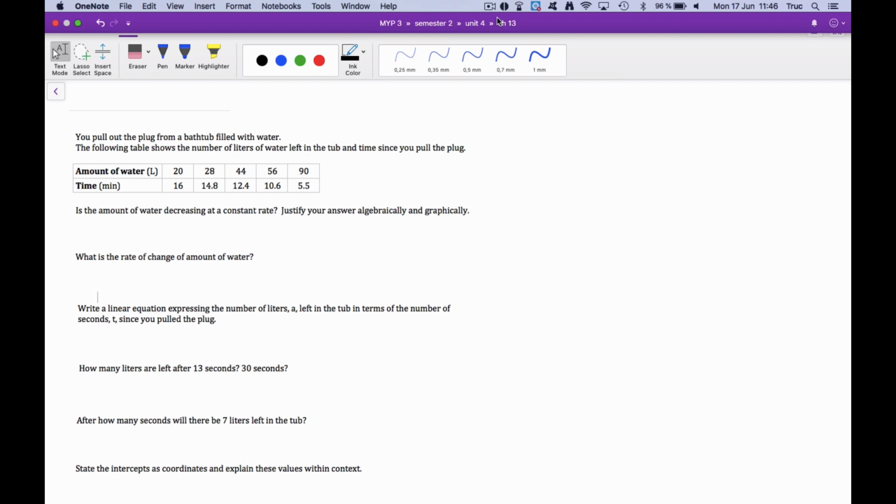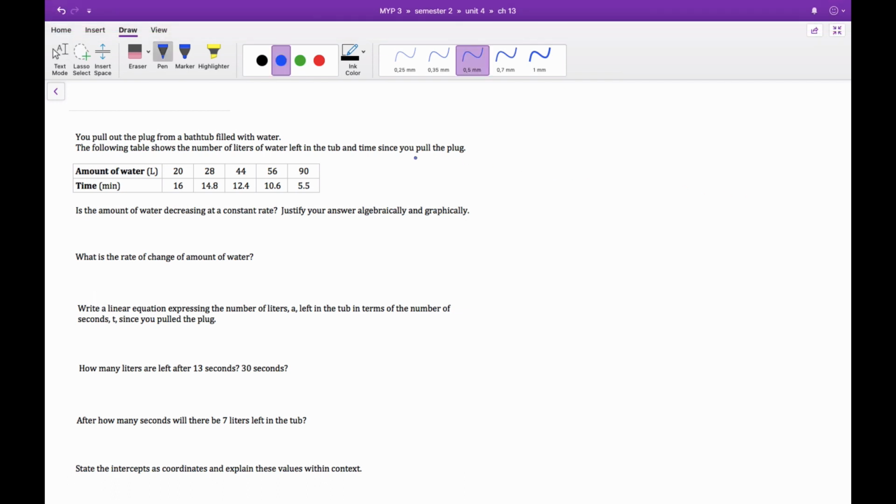Rub-a-dub-dub. So the following table shows us the number of liters of water left in the tub and the time since you pulled the plug. So there's water in the tub. We take the plug out. And then we're watching it go down. Exactly. And so look at the first data value. After 16 minutes, how many liters are there? 20 liters.